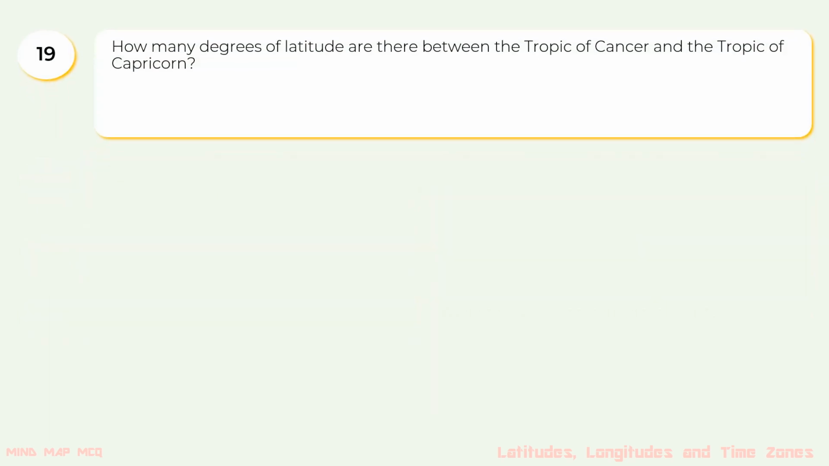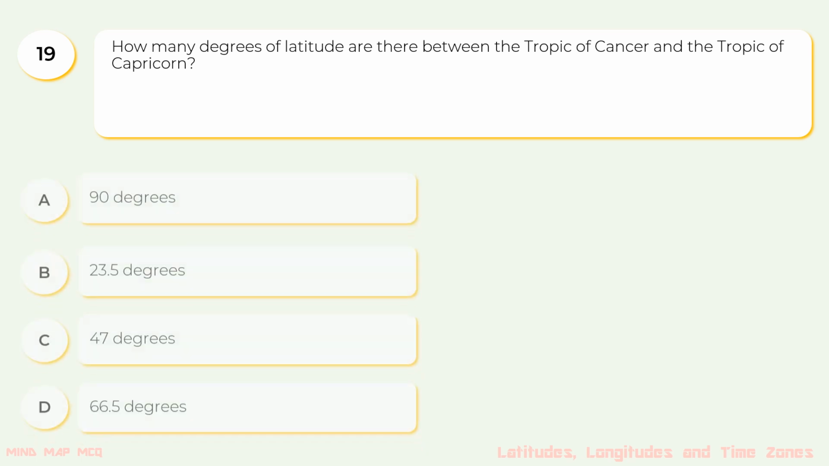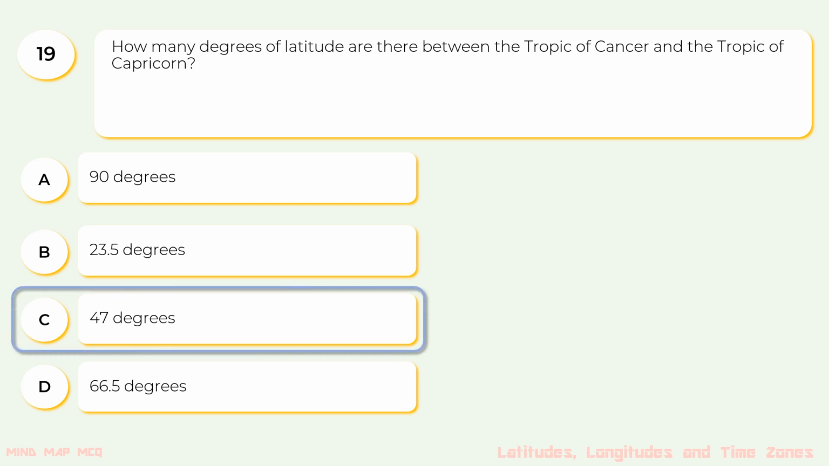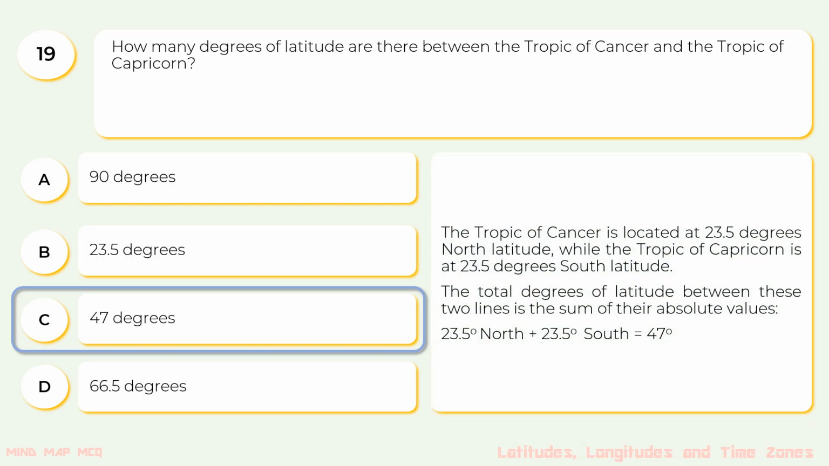19. How many degrees of latitude are there between the Tropic of Cancer and the Tropic of Capricorn? The options are A 90 degrees, B 23.5 degrees, C 47 degrees or D 66.5 degrees. The correct option is C 47 degrees. The Tropic of Cancer is located at 23.5 degrees north latitude, while the Tropic of Capricorn is at 23.5 degrees south latitude. The total degrees of latitude between these two lines is the sum of their absolute values. 23.5 degrees north plus 23.5 degrees south is equal to 47 degrees.